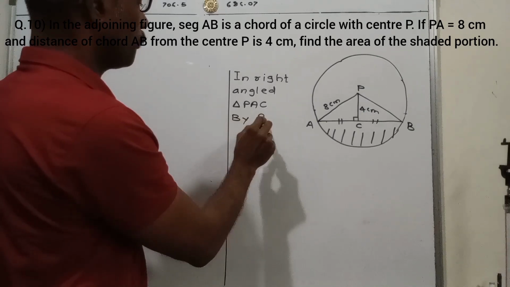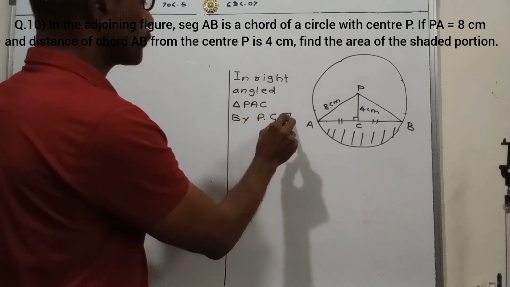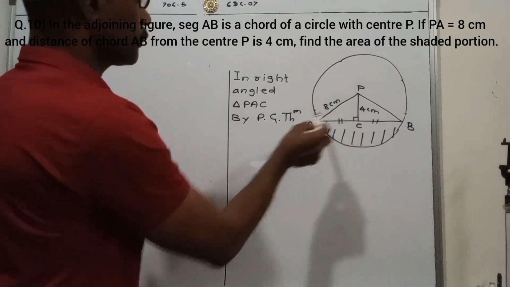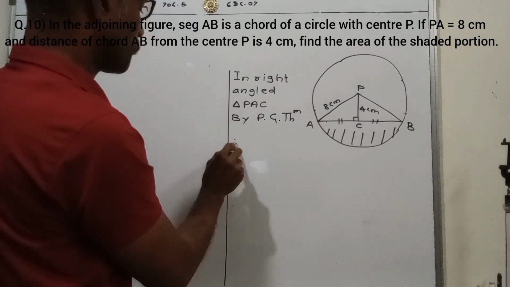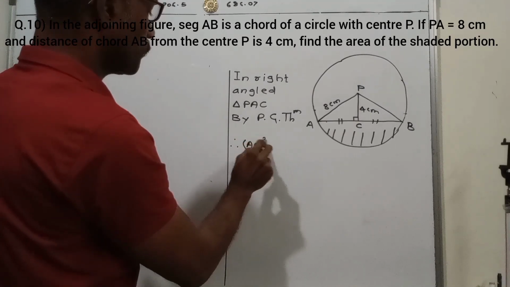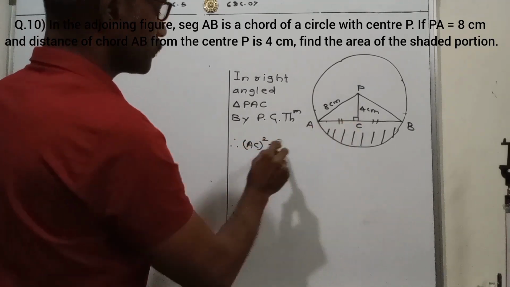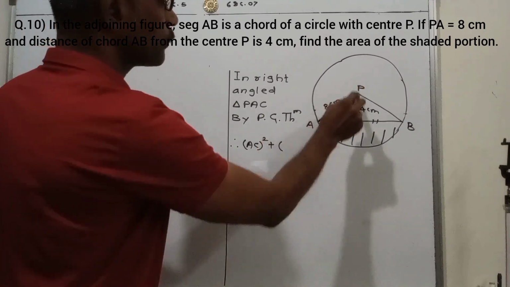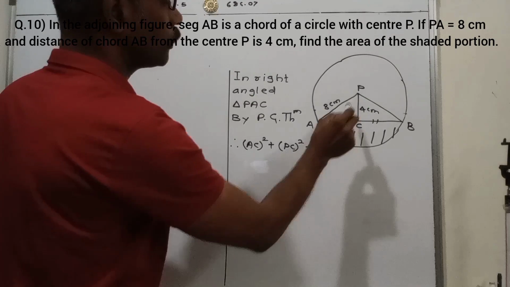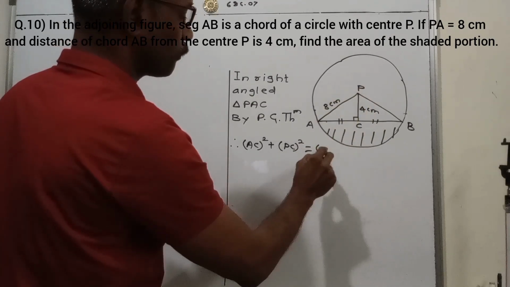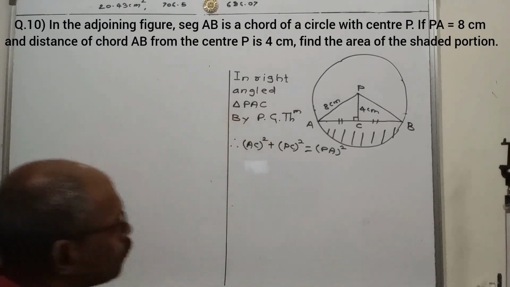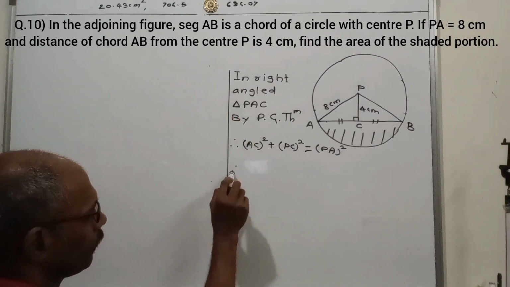by Pythagoras theorem. See this. What is Pythagoras theorem? AC square plus PC square is equal to PA square. Now we substitute values.